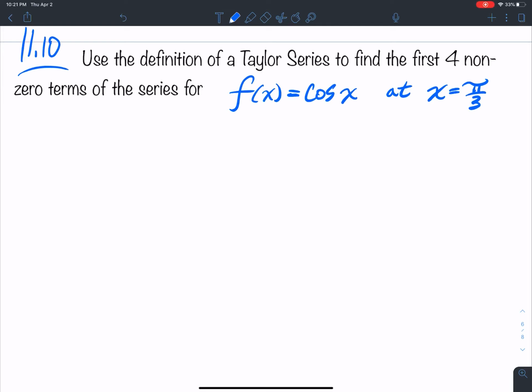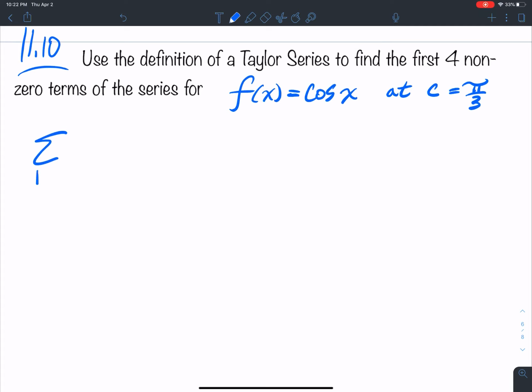Okay, so we want to use the definition of the Taylor series to find the first four non-zero terms for the series for cosine x centered at c equal to pi over 3. Okay, so let's first start with the definition for Taylor series.